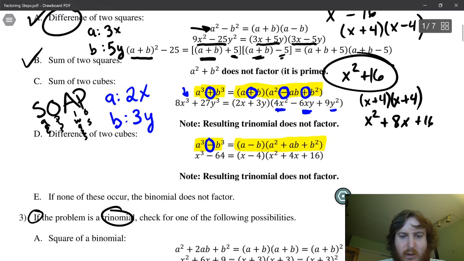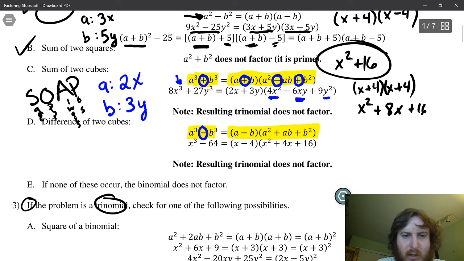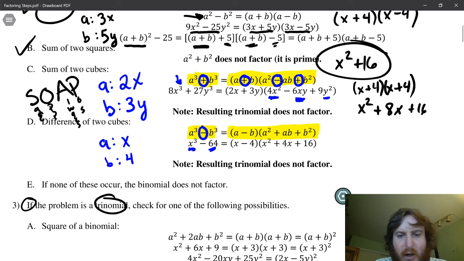Okay, this one's even a little bit easier because it doesn't have all those coefficients. In this case, the cube root of x cubed is x, and the cube root of 64 is 4. And so then we just plug everything in. I'm not going to go through that for you.